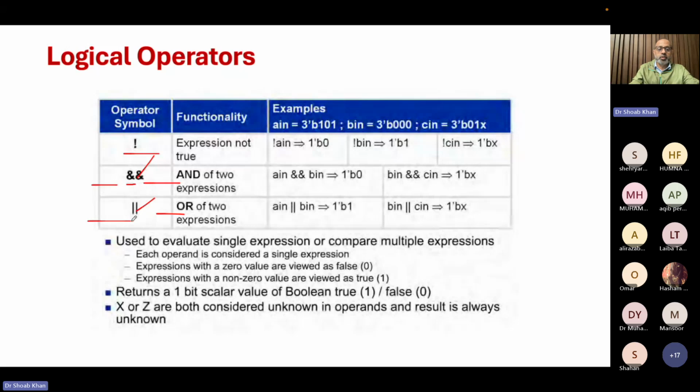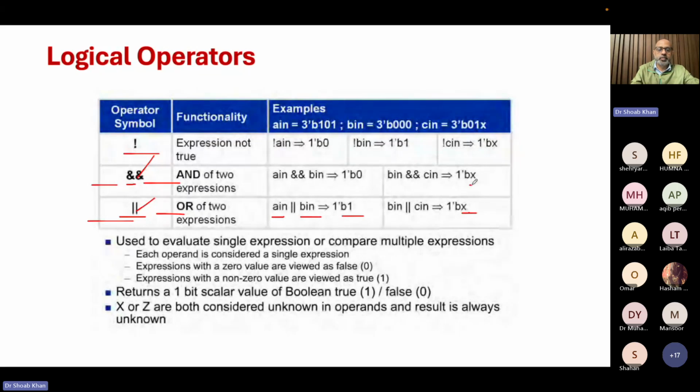The same is the case with or. This is a logical operator which checks two conditions. If one of the conditions is met, only then it is going to be one. So either this is non-zero, or this is non-zero, and you're going to get this one. Okay, and the same if there is an X in it, you get an X as an answer.